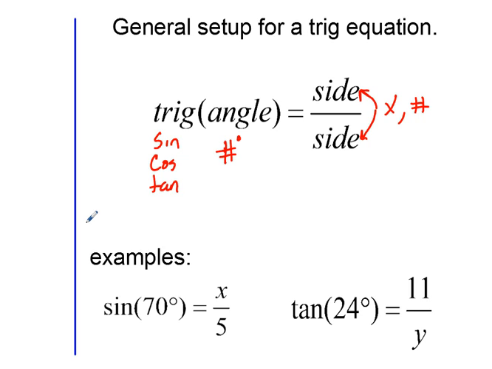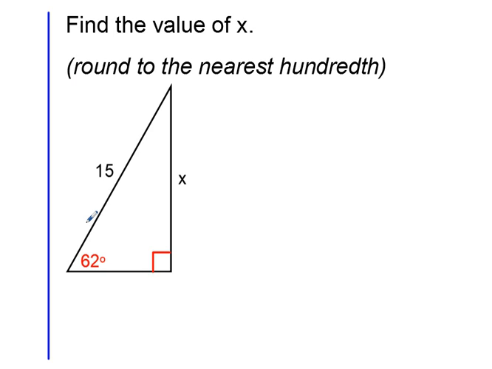Let's start setting these up to solve for actual triangle problems. So in this triangle, I'm given a 62 degree angle. I want to figure out the x side, and 15 is the hypotenuse. X from the 62 angle is our opposite side. So this triangle is forcing me to use the sine ratio. I picked sine because of the 62 degrees. It's equal to opposite over hypotenuse. The opposite in this problem is x, and the hypotenuse is 15.